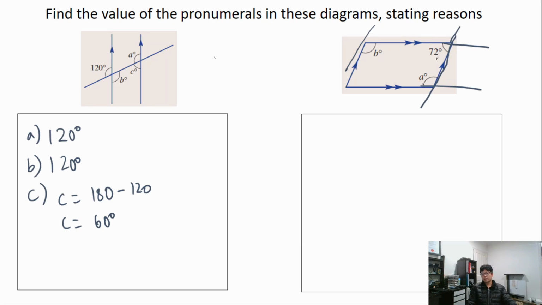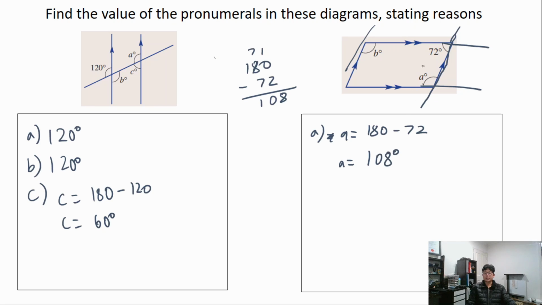So if you have a look, that is a co-interior angle. So angle A would equal 180 minus 72. And I'll just quickly do that with you up here, just so you guys are remembering your subtraction. Let's take 1 from there. That will be 7. 10 minus 2 is 8. 7 minus 7 is 0. 1 minus 0 is 1. So we have A as 108 degrees. Remember, because that's a co-interior angle, and co-interior angles, when they are added together, they equal 180 degrees.